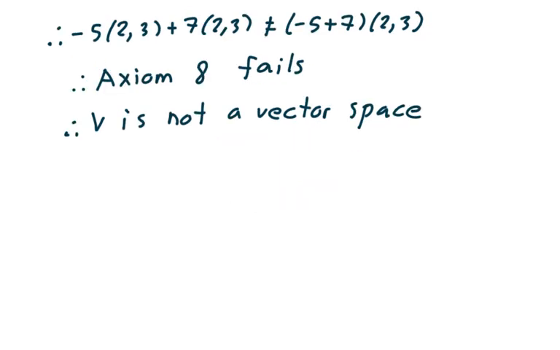And so therefore, negative 5 times the vector (2, 3) plus 7 times the vector (2, 3) is not equal to negative 5 plus 7 times the vector (2, 3). So axiom 8 fails, and so therefore V is not a vector space. And again, the question I have for you is, are there any other axioms that will not work?